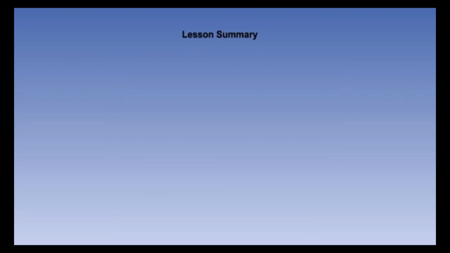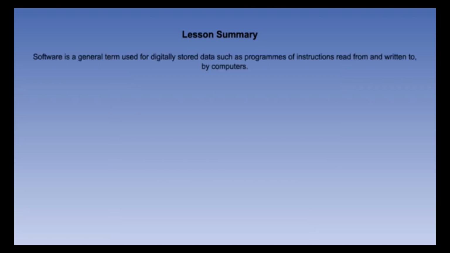That is the end of the lesson. Here is a summary of the main points. Computer software is a general term used for digitally stored data, such as programs of instructions read from and written to by computers.